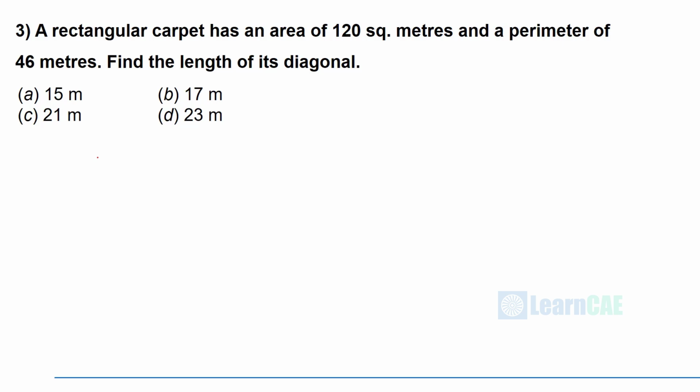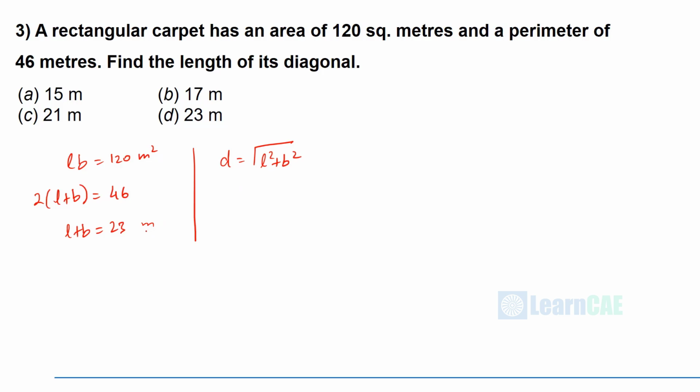A rectangular carpet has an area of 120 square meters and a perimeter of 46 meters. Find the length of its diagonal. Area is L into B is equal to 120 meter square and perimeter is twice (L plus B) is equal to 46 meter. Therefore, L plus B is equal to 23. Now we have to find the length of this diagonal. Length of this diagonal is given by D is equal to square root of L square plus B square.